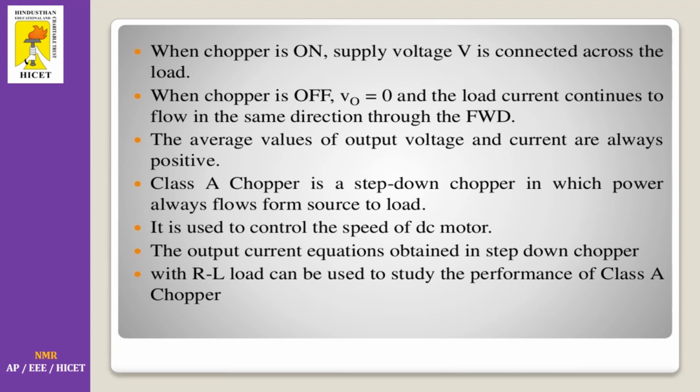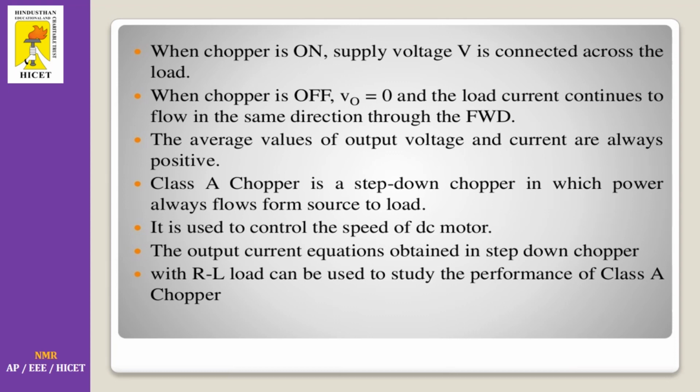When the chopper is on, supply voltage V is connected across the load. When the chopper is off, the V0 becomes equal to 0 and the load current continues to flow in the same direction through the freewheeling diode only. The average value of the output voltage and the current is always positive. Class A chopper is also known as step down chopper, in which the power always flows from source to load only. It is used to control the speed of the DC motor.